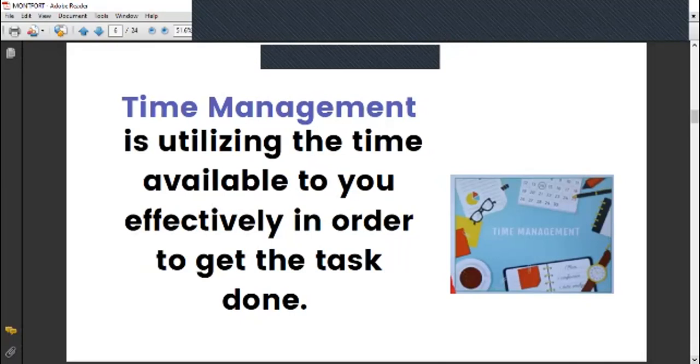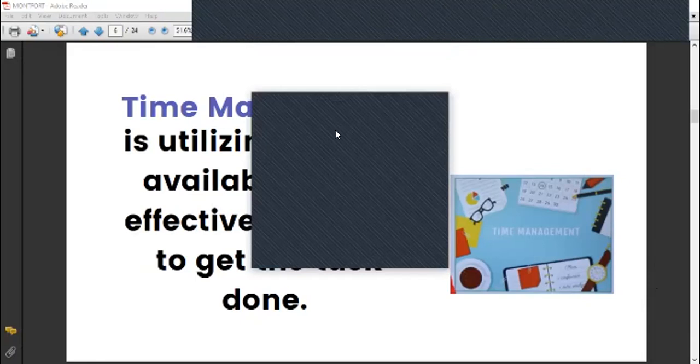We experience this in our day-to-day life. If we are not managing our time and we are leaving our work, thinking we will do it after some time, we will do it tomorrow, later on, we are the ones who suffer.